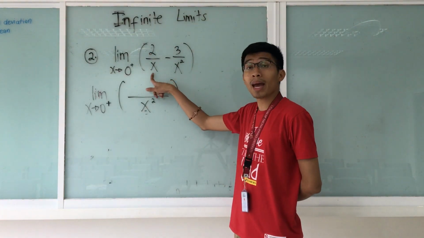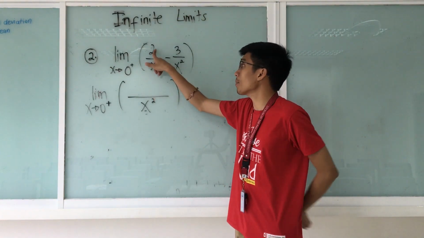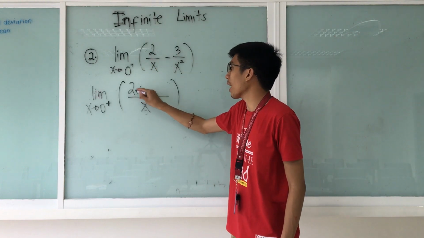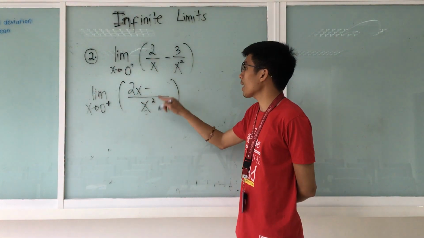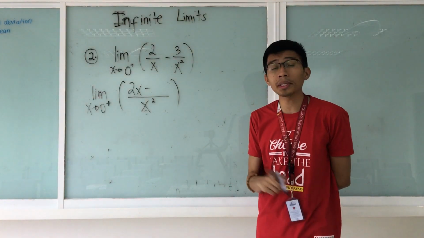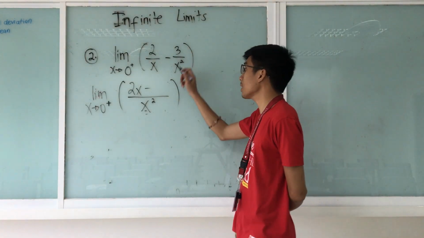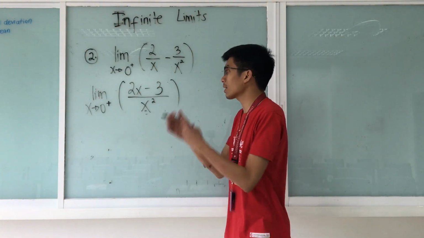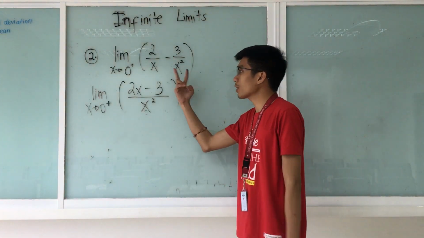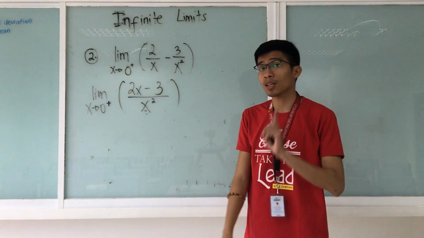So x squared divided by x is x. x times 2 is 2x. That's good. So you copy the minus sign. x squared divided by x squared is 1. 1 times 3 is 3. Okay, so as you can observe, my 2 fractions are now written as 1.